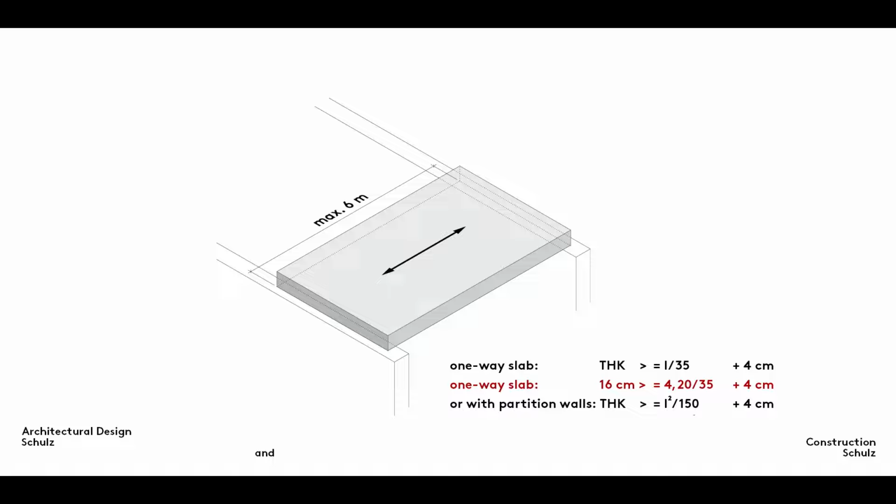A span width of 4.2 meters divided by 35 plus 4 centimeters gives a 16 centimeter thick slab without partition walls. A span width of 4.9 meters squared divided by 150 plus 4 centimeters requires a 20 centimeter thick slab if it is to support partition walls.